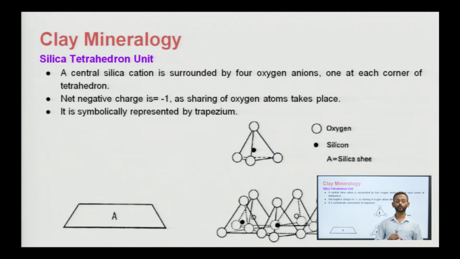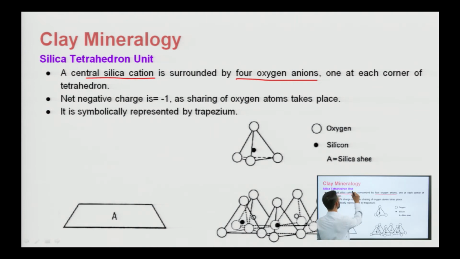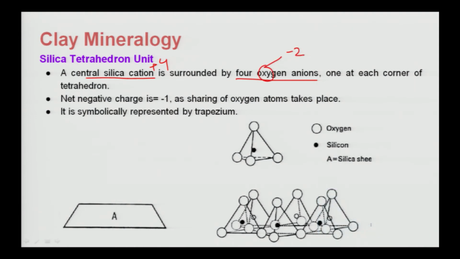The very first unit is the silica tetrahedral unit, wherein a central silica cation is surrounded by 4 oxygen anions. Central silica cation is surrounded by 4 oxygen anions. You already know that silicon has a plus 4 charge, and each oxygen has a minus 2 charge. This will be at each corner of the tetrahedron. Let us say this is a tetrahedron. Understand this here.